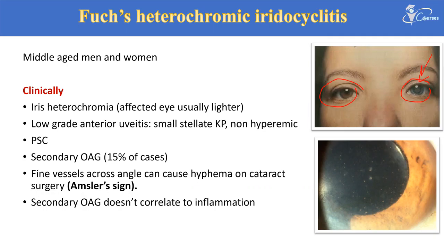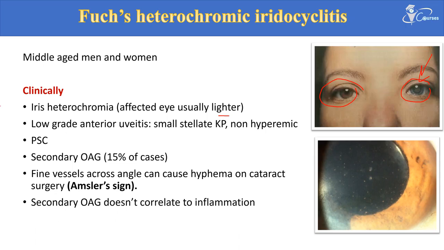However, this is not always, because this was also asked before in the exams. It is usually lighter because this occurs in patients who have dark iris. In those who have dark iris, the inflammation will result in the affected iris being lighter. However, if a patient has light colored iris from the start, the inflammation and the thinning of the iris tissue will lead to exposure of the blackish iris pigment epithelium. So the affected iris will be darker.